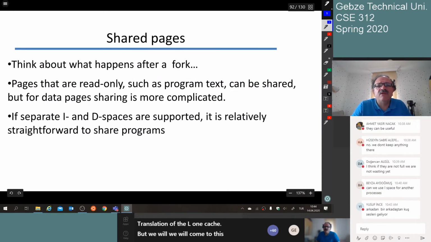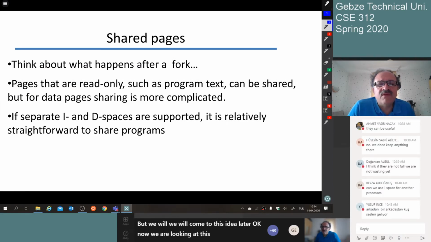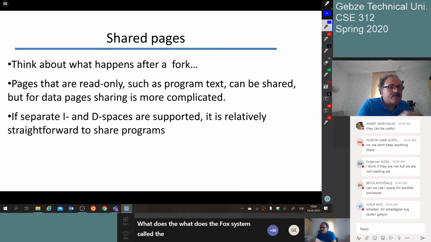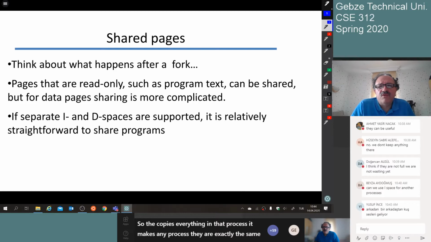Now we are looking at shared pages, and I think we talked about this a little bit before. Now we are going to look at it in more detail. So think about what happens after a fork. What does the fork system call do? The fork system call just copies everything in that process. It makes a new process. They are exactly the same. Only the return value of the fork system call is a little bit different, right?